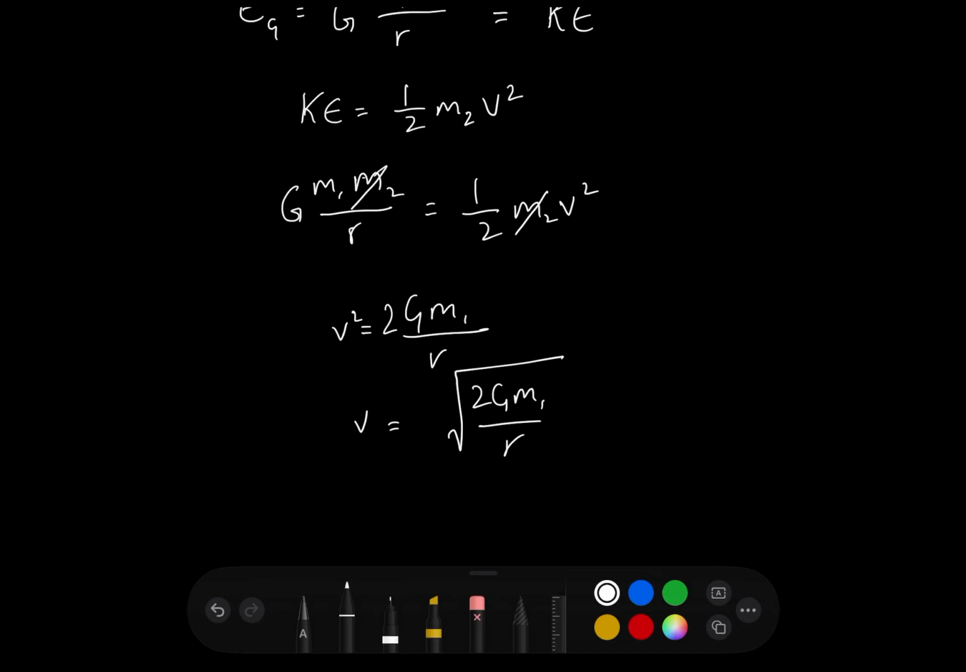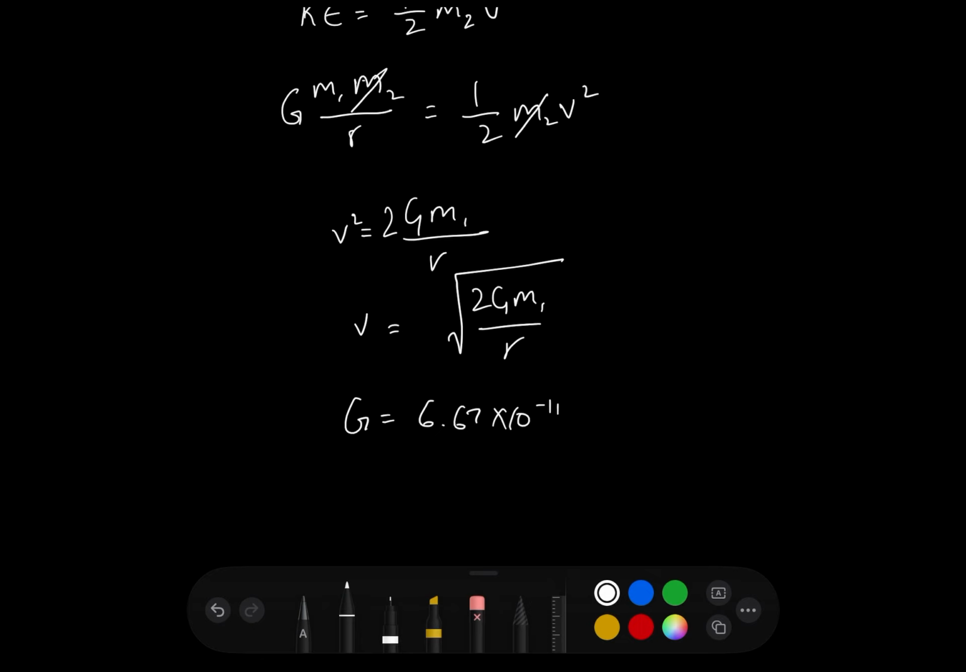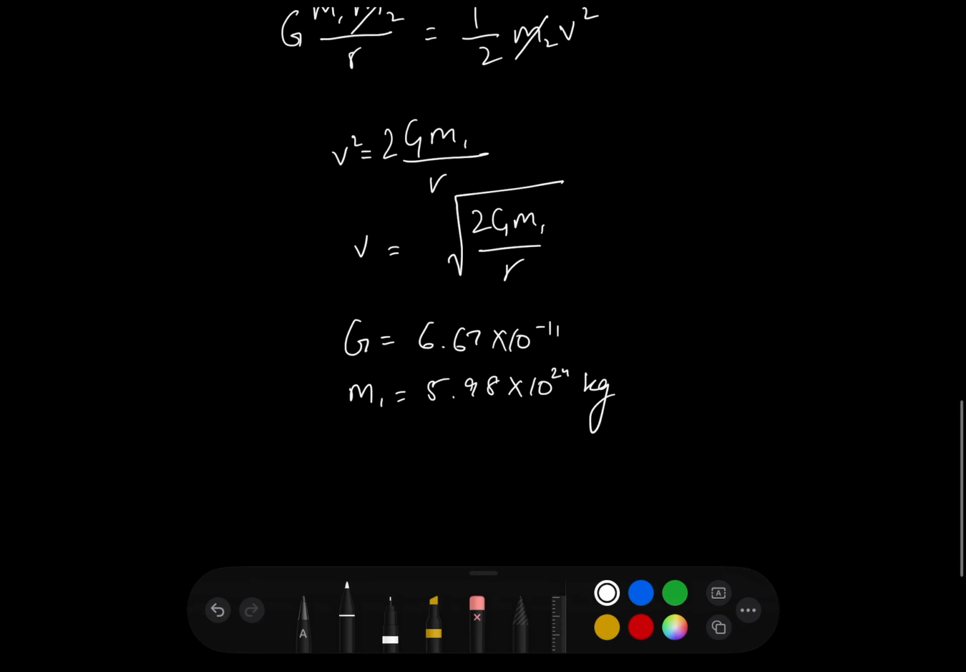So for this, I'm going to be using G as 6.67 times 10 to the minus 11. m1 is the mass of the Earth, which is about 5.98 times 10 to the 24 kilograms. And r is about 6.37 times 10 to the 6 meters.